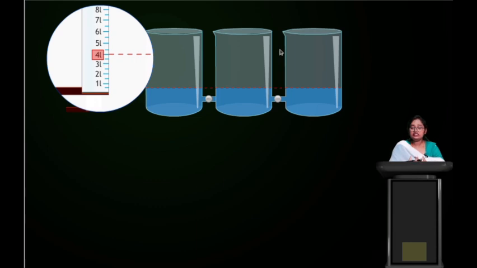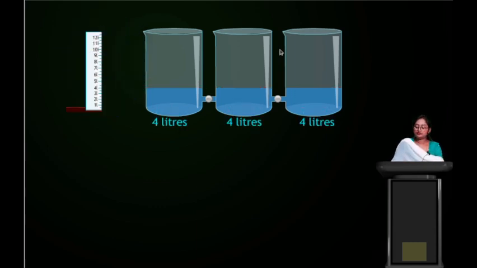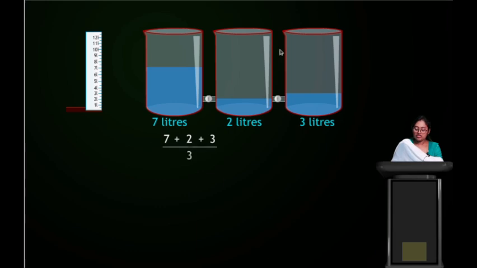So now let us see how we can achieve this mathematically. Without performing an actual activity, we can find out the quantity of water which these 3 beakers can hold. For this, I'll add the quantity of water in these 3 beakers like this. So that is 7 liters plus 2 liters plus 3 liters. Next we have to divide it by the number of beakers. Here we have used 3 beakers, isn't it? So I am dividing it by 3.